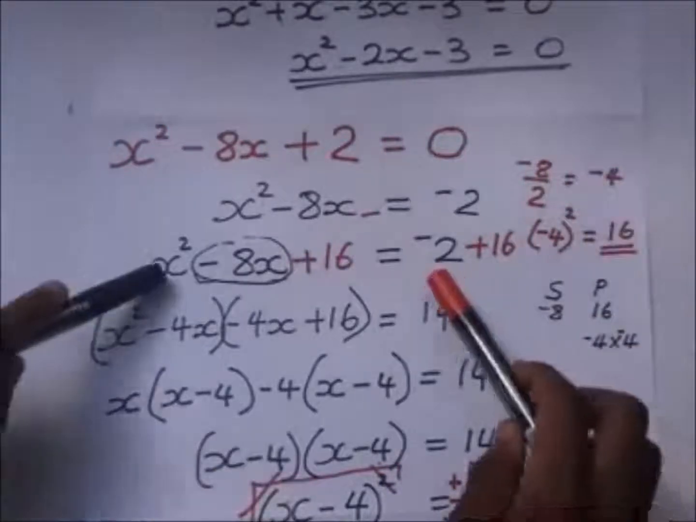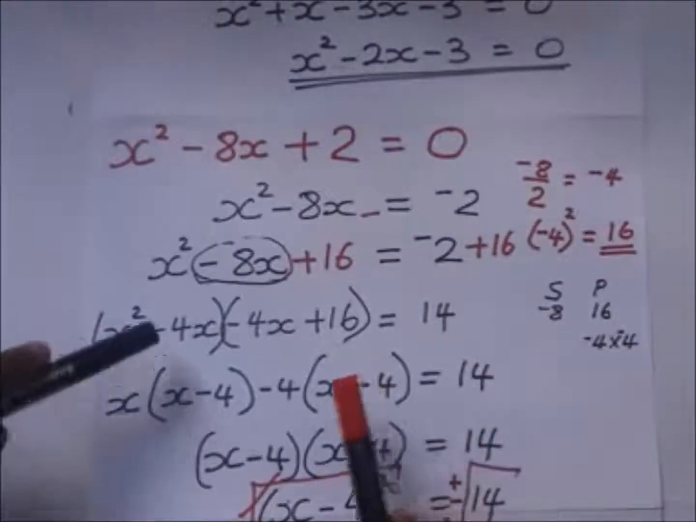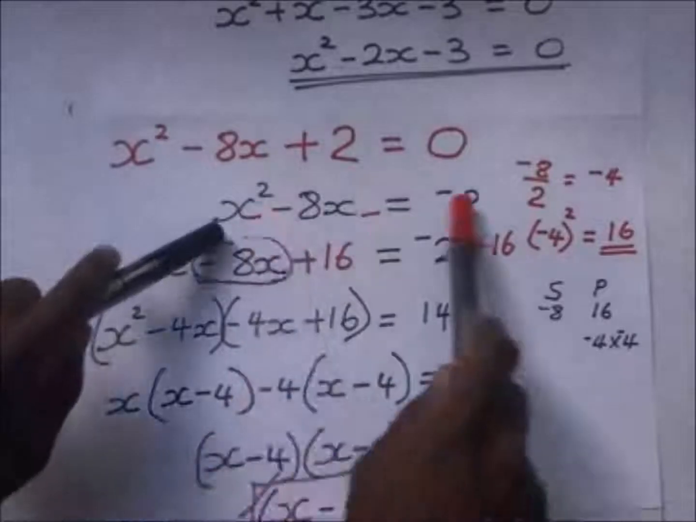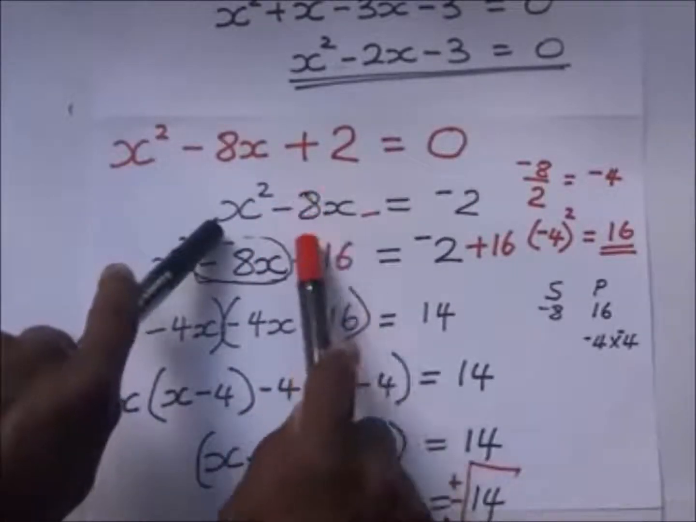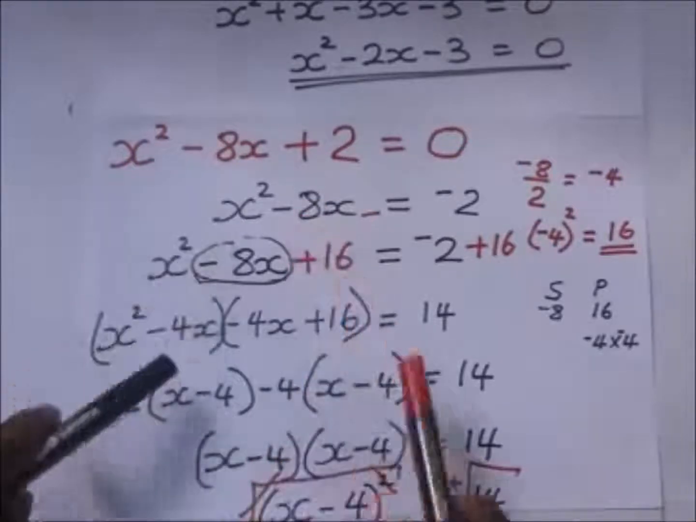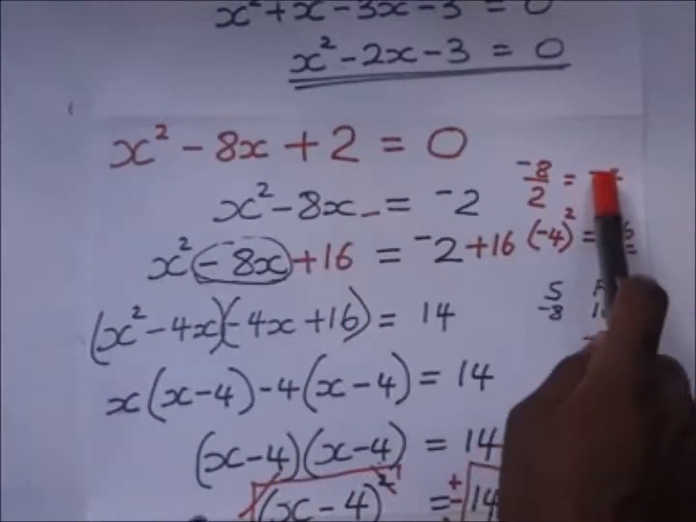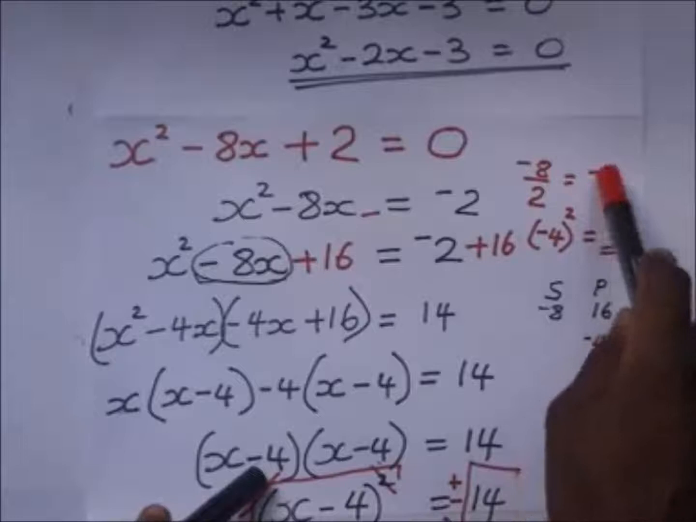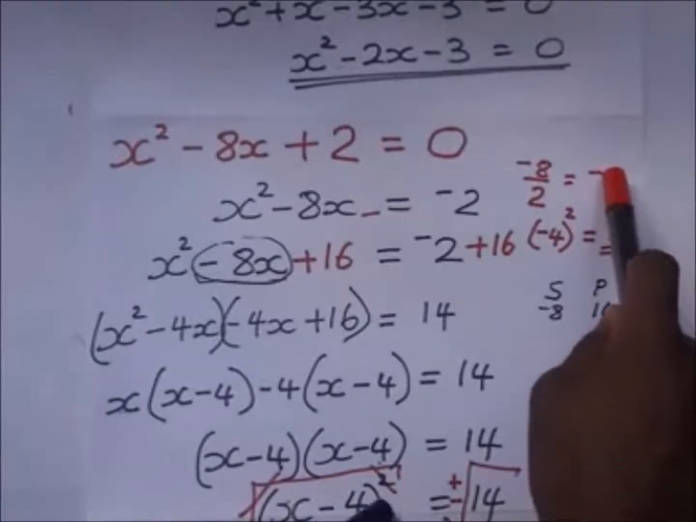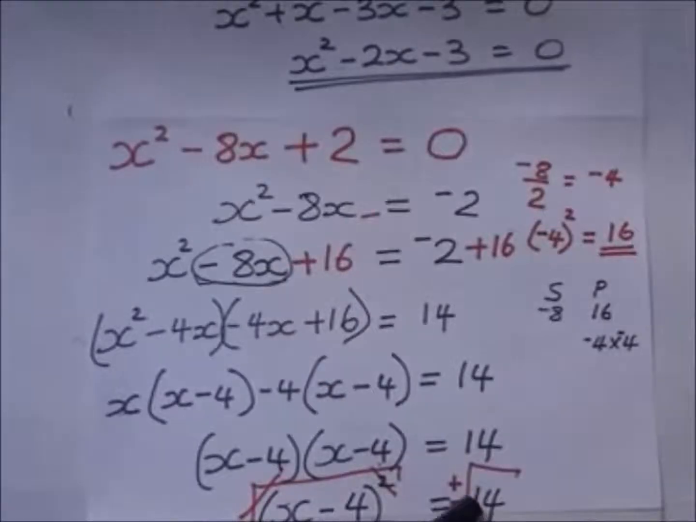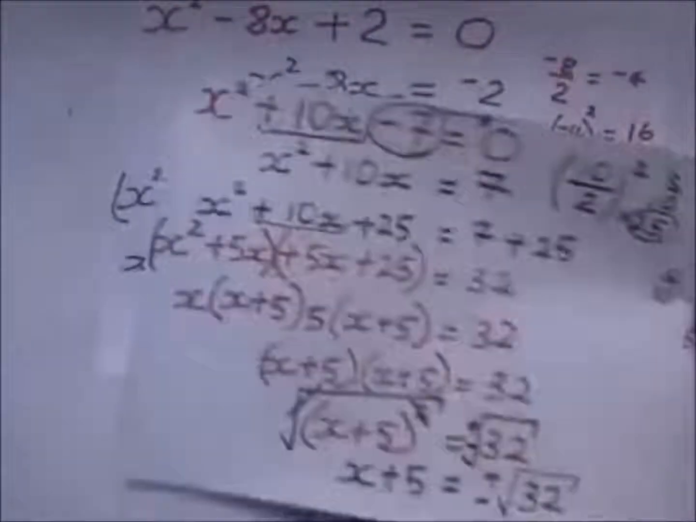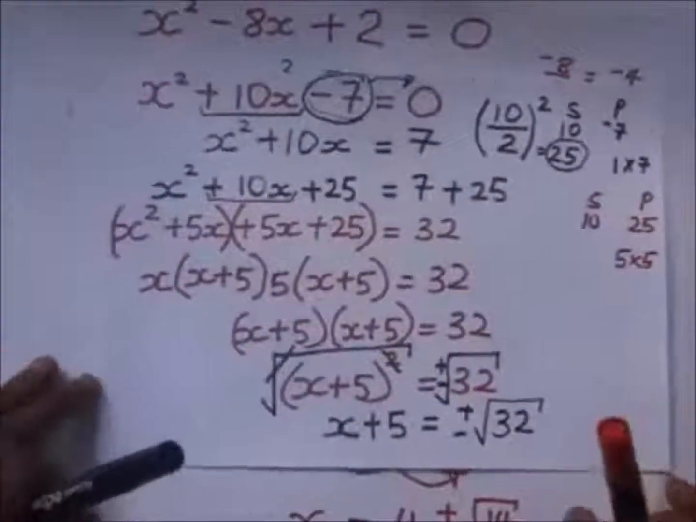So it means we can avoid this step by simply saying that after this step, we divide negative 8 by 2. The answer we get is negative 4. So we come here and say x minus 4 squared is equal to 14, and we avoid these steps. It's the same with the example we did before.